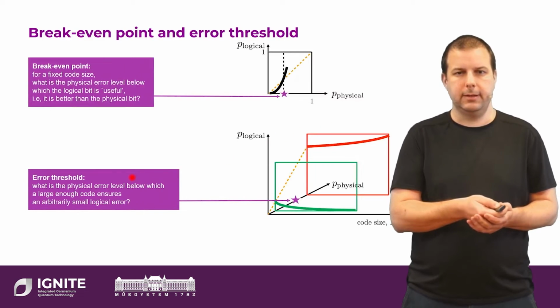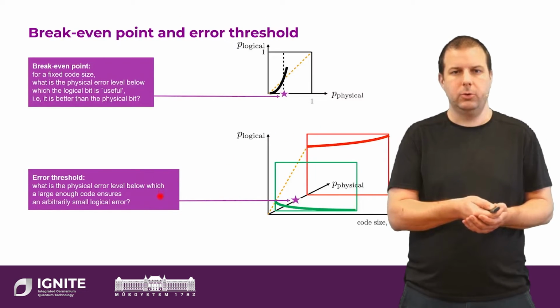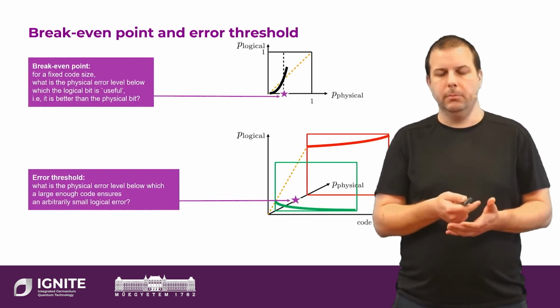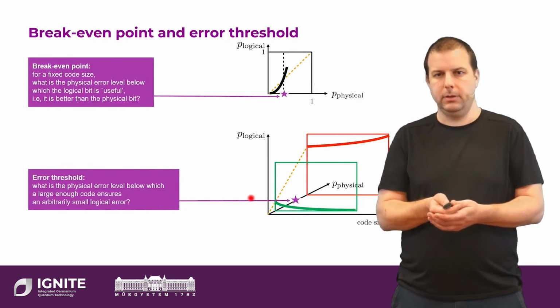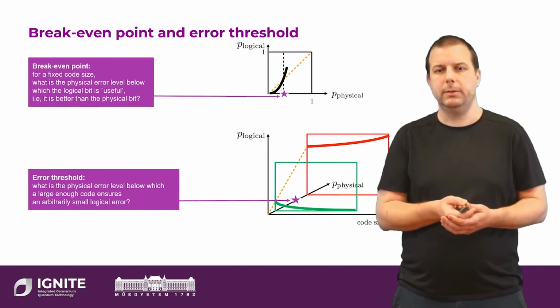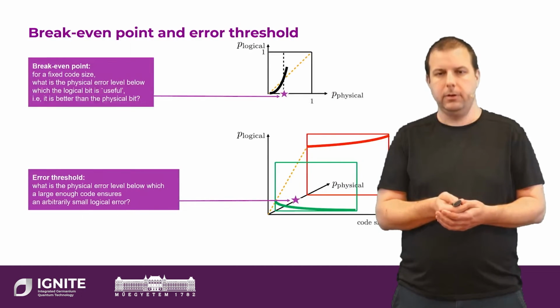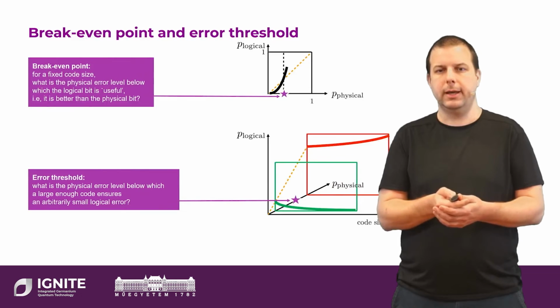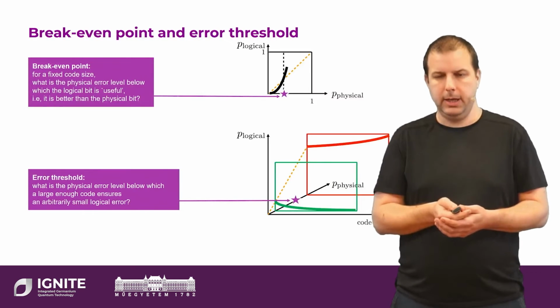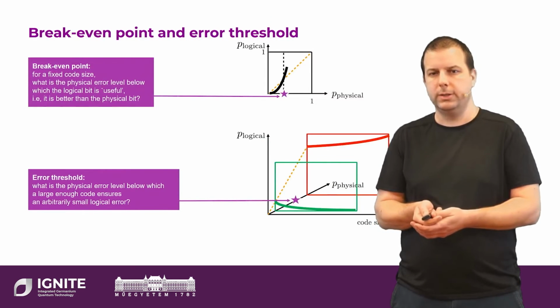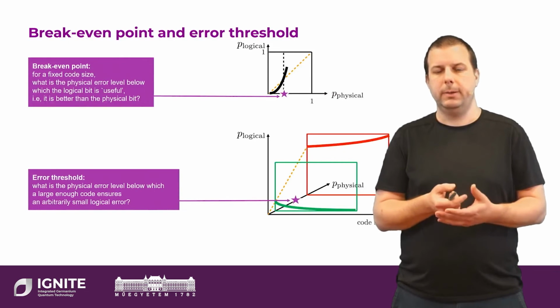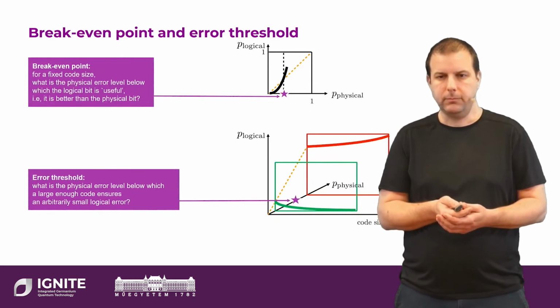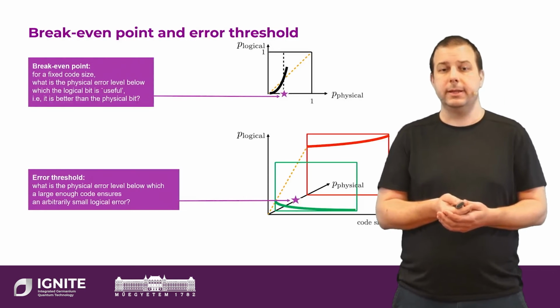What is the physical error level below which a large enough code ensures an arbitrarily small logical error? So this is further illustrated in this bottom right plot, where we have the same two axes as before. So we have the physical error probability axis here, and also we have the logical error probability axis here. But now there's an extra dimension appearing, and this is the code size n, which means how many bits do we combine for the error correction scheme to represent a single bit.